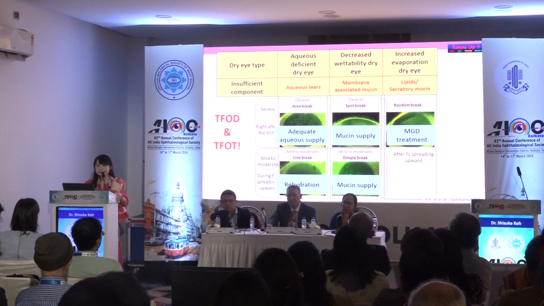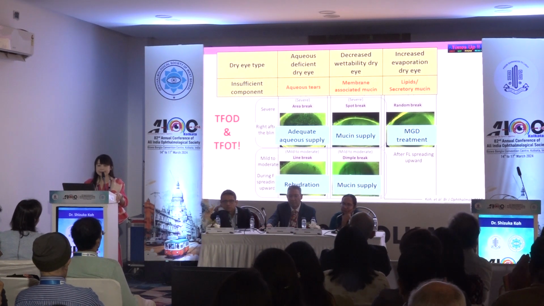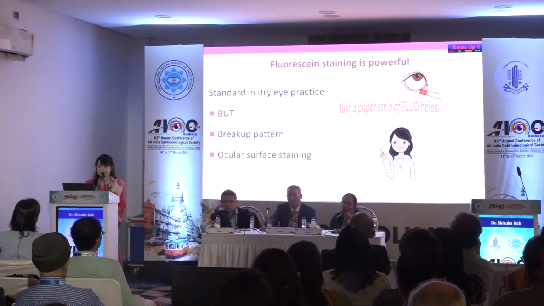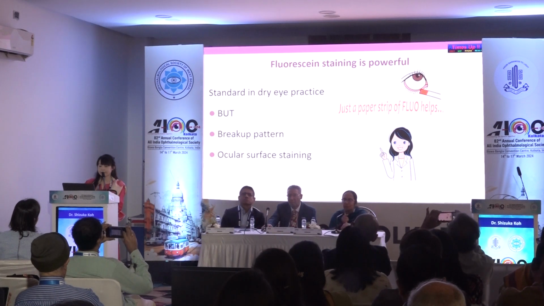For the decreased wettability dry eye, like spot break or dimple break, we need mucin supply. But for the increased evaporation dry eye, we usually need MGD treatment. Again, fluorescein staining is powerful.